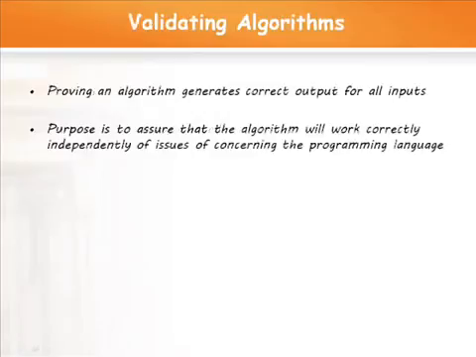The next question is how to validate an algorithm. Once an algorithm is devised, it is necessary to show that it computes the correct answer for all possible inputs. This process is termed algorithm validation. The algorithm need not be expressed as a program for the sake of validation. It is sufficient to validate the algorithm in this way.